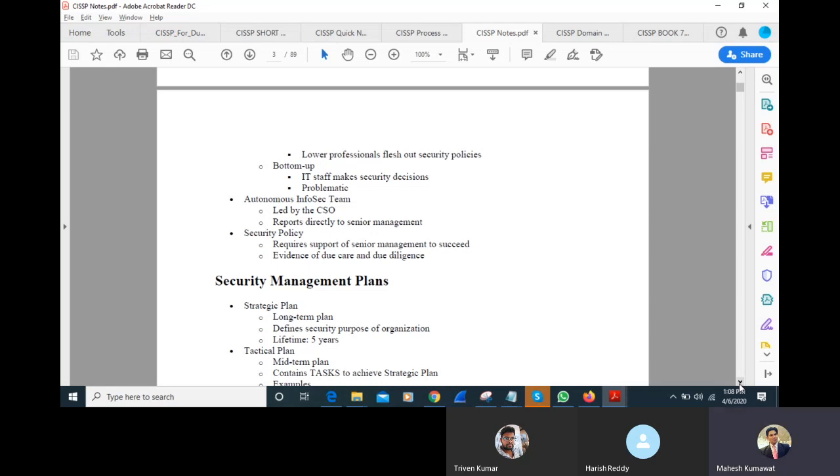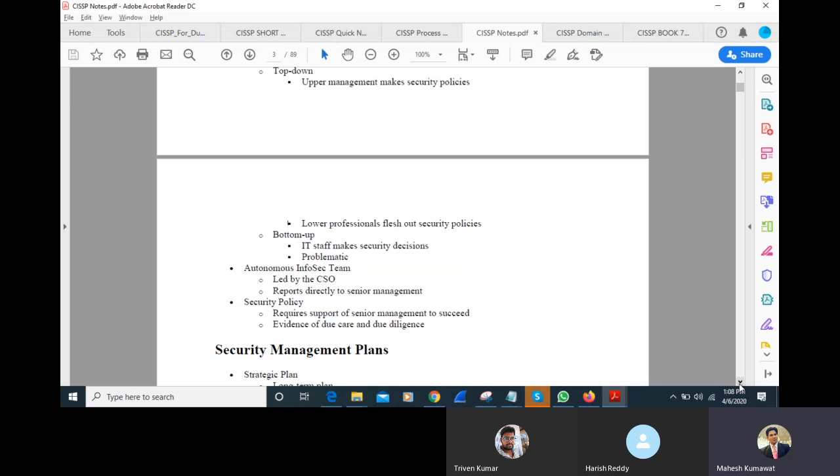Okay, so security policies require support of senior management to succeed, and evidence of due care and due diligence are options. These are very important terms, due care and due diligence, which are beneficial to all of the users.